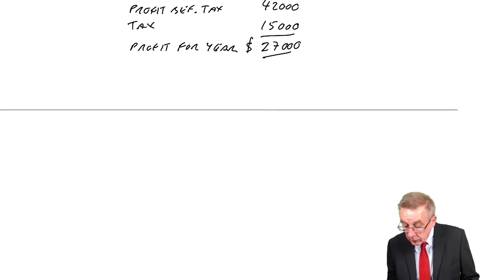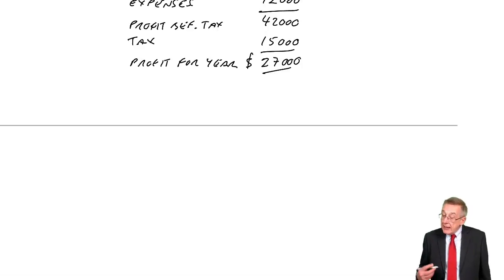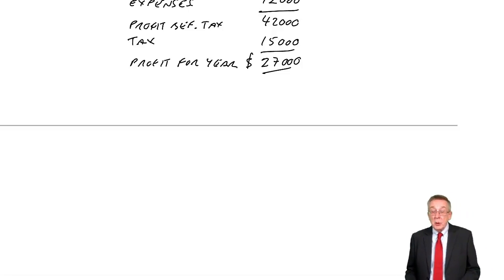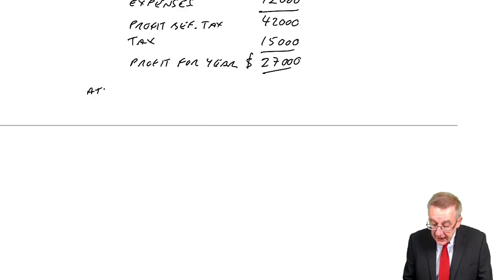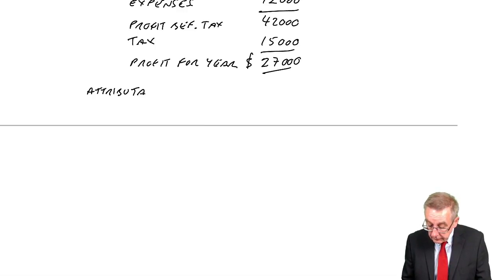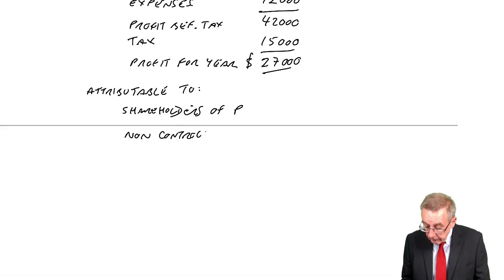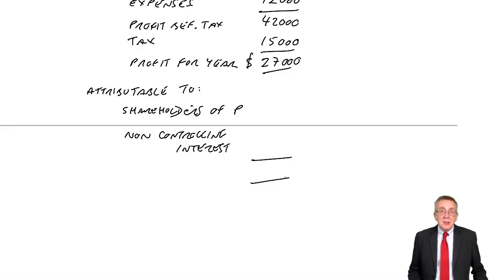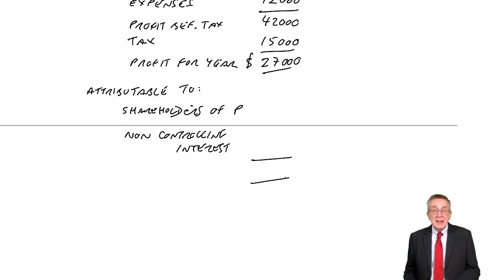However, that's the profit for the group as a whole. We are required to show how much of that profit belongs to the shareholders of the parent company and how much of that profit belongs to the non-controlling interest. And so below we say attributable to shareholders of P and non-controlling interest. Now, the way I'm going to approach this may look rather strange, but this is the way we do it, and it's because of one or two little problems that can come in later examples.